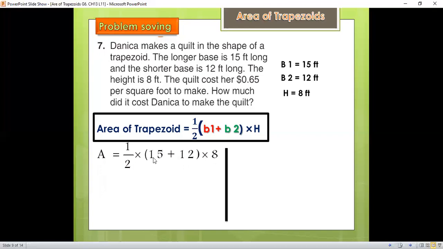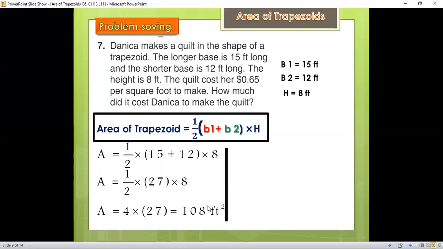Then 15 and 12 equal 27. Then area equals half multiplied by 27 multiplied by 8. Is it easier to get half of 27 or half of 8? Half of 8 equals 4. Then the answer is 4 multiplied by 27 equals 108 square feet.